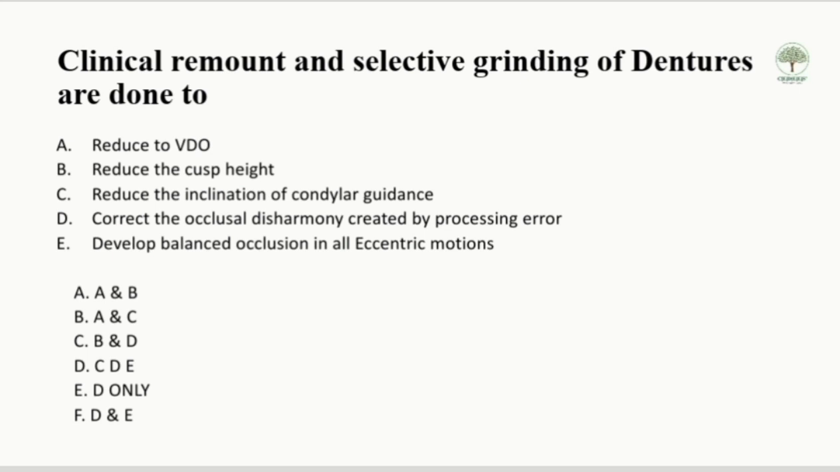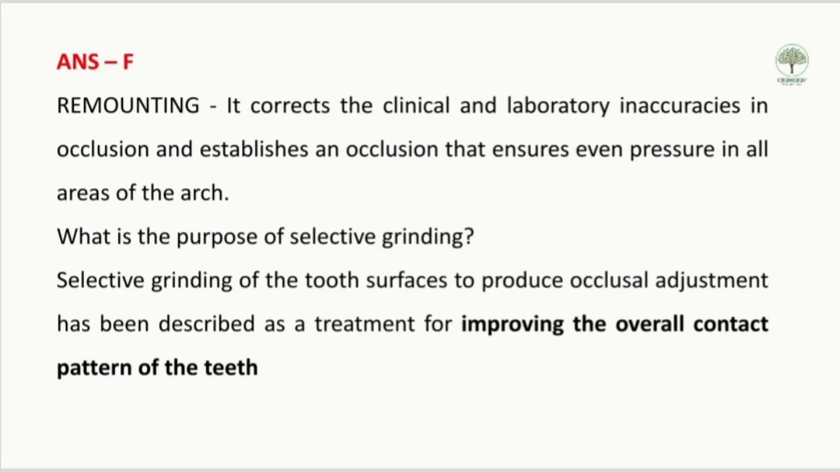Now, to answer this question, the very first thing you should know is the definition of clinical remount and selective grinding, or at least why these procedures are done. If you know it, you will be able to answer. The answer to this is F, which says it is done to correct the occlusal disharmony created by processing error and to develop balanced occlusion in all eccentric motions.